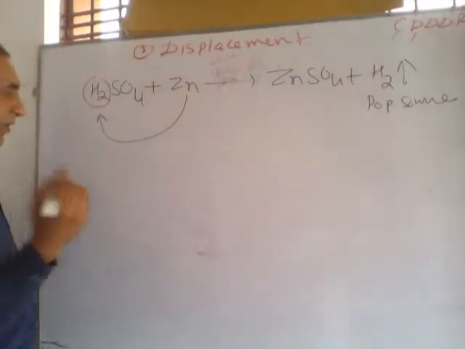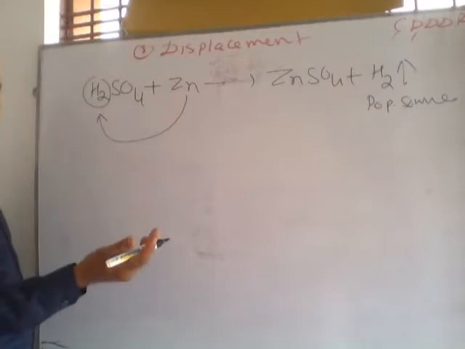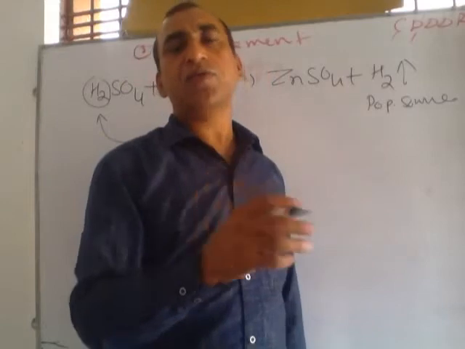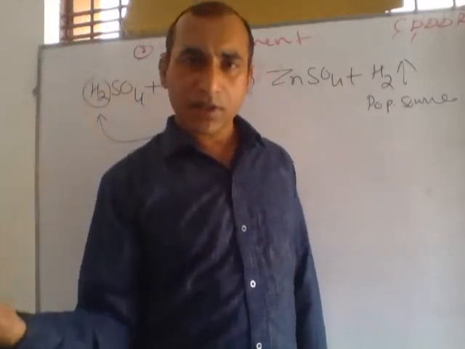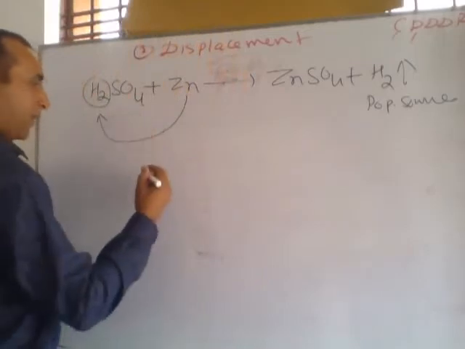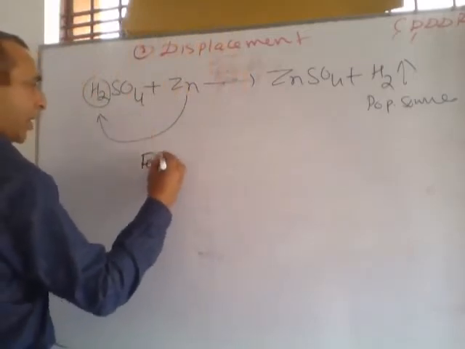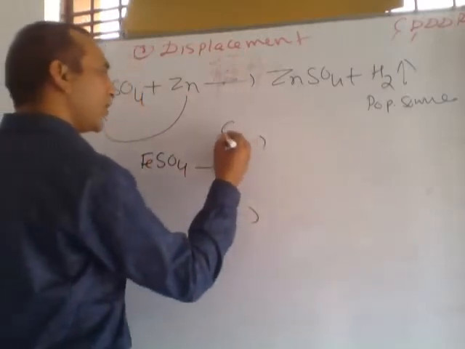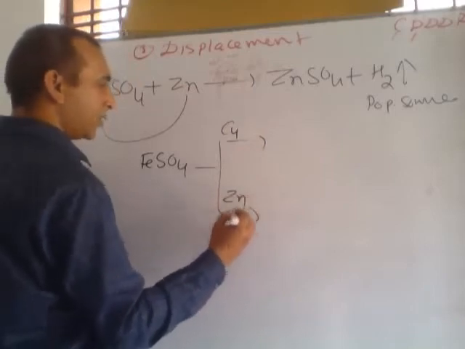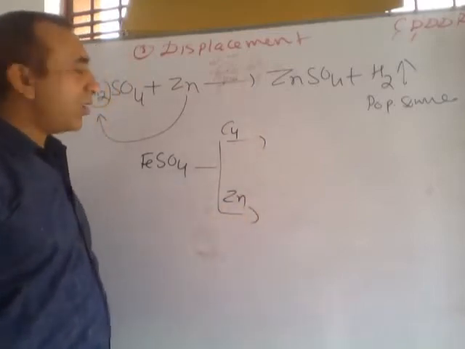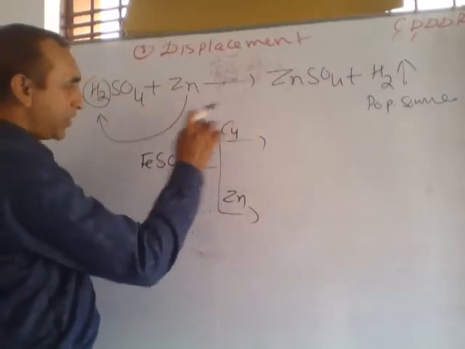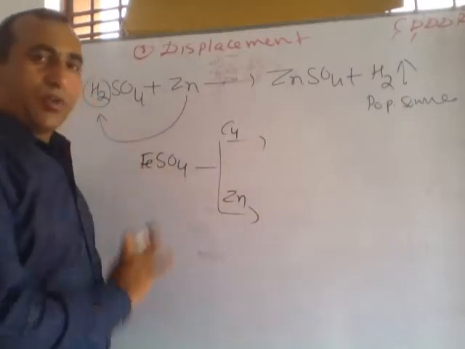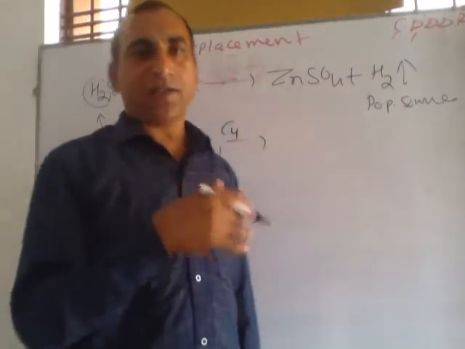What is the concept? The concept is that a highly reactive metal replaces another element; a highly reactive element replaces the least reactive element from its compound. Suppose FeSO4, we are reacting FeSO4 with copper and zinc. Do you know which of these three, zinc, iron and copper, is the most reactive, and which is less reactive?